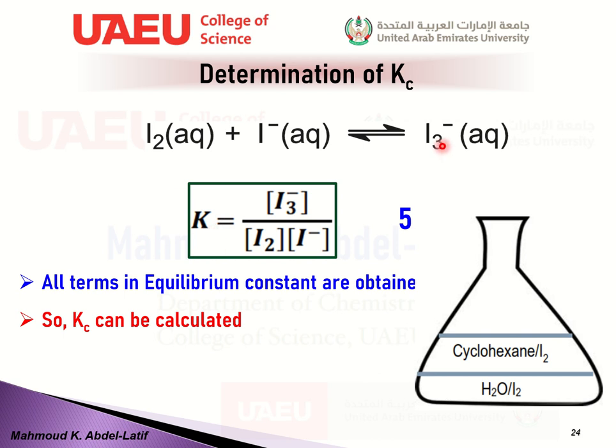We have already got this one from equation 3. We got this one from equation 4. We got this one from equation 2. Just substitute in this expression. You can determine the equilibrium constant for iodine, iodide to triiodide. All terms in equilibrium constant are obtained, so the equilibrium constant with respect to concentration can be obtained.